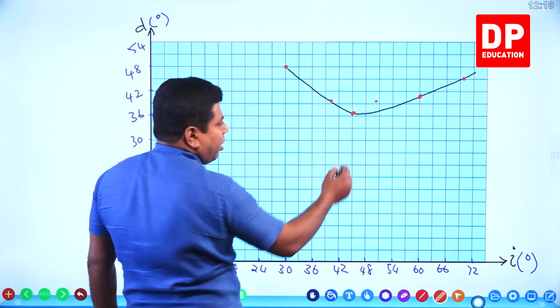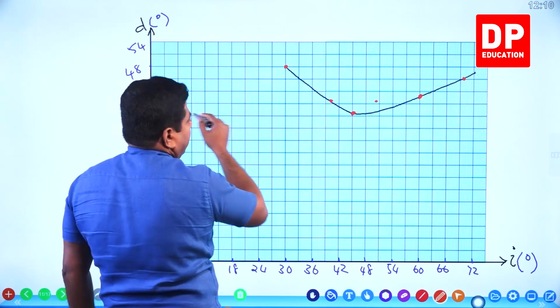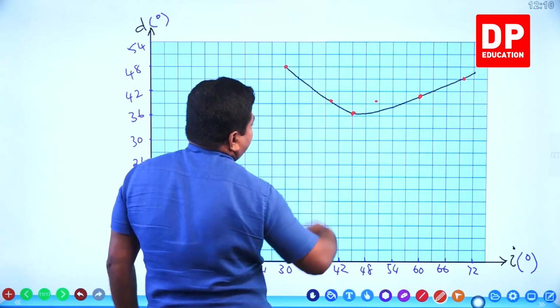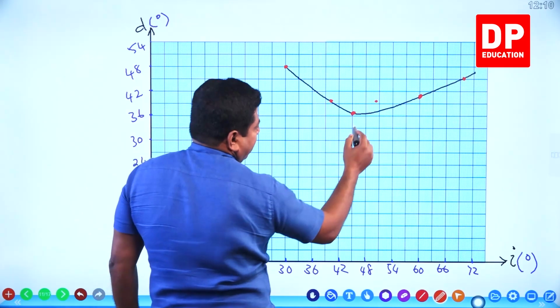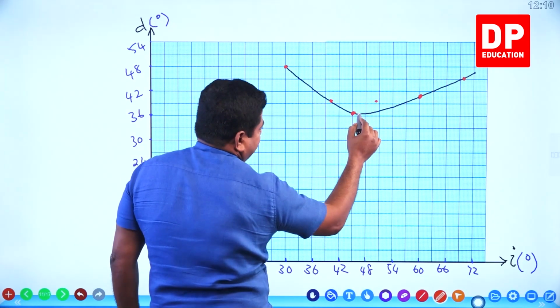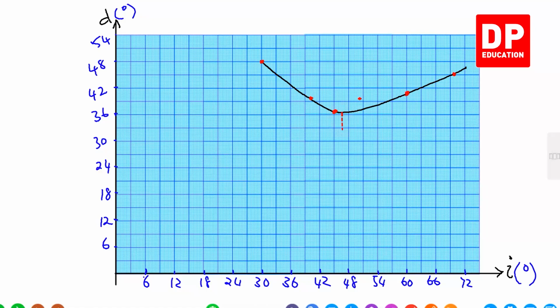Now we can see the minimum is here. Minimum is here, right? Just below 37. And the I for that minimum has to be here. Let's mark that. This is where we are getting the incident angle when D is minimum. Also, this is the D minimum value we are getting. Let me redraw that. That's the D minimum value we are getting.